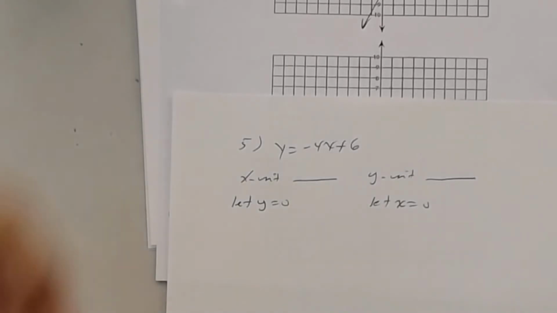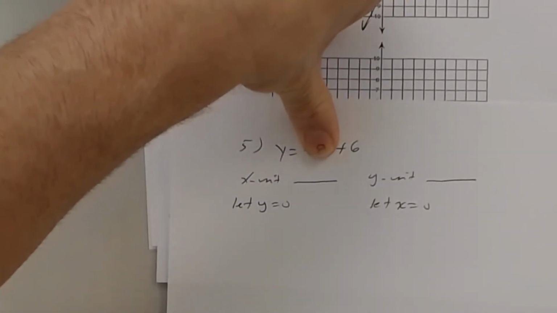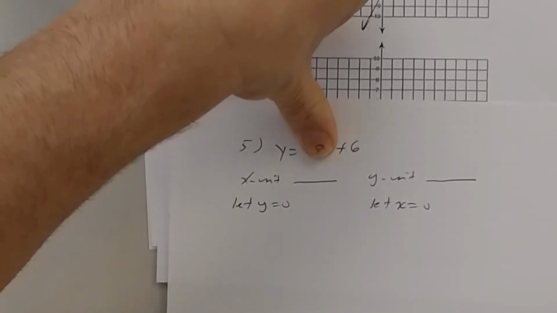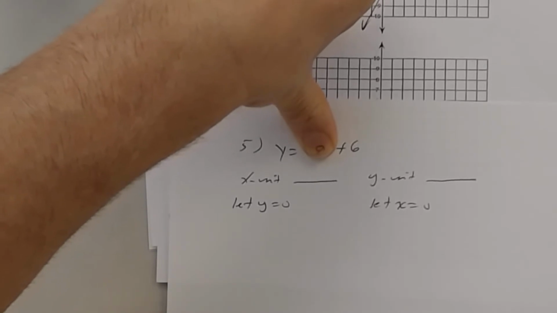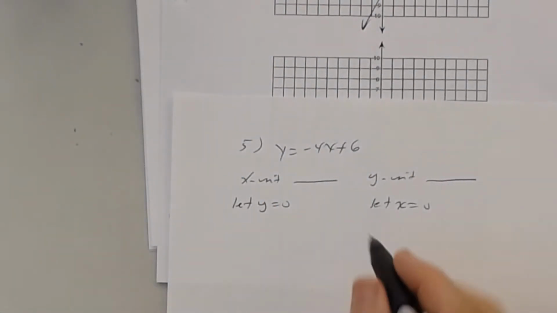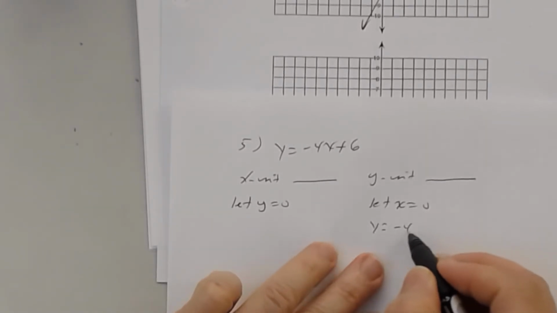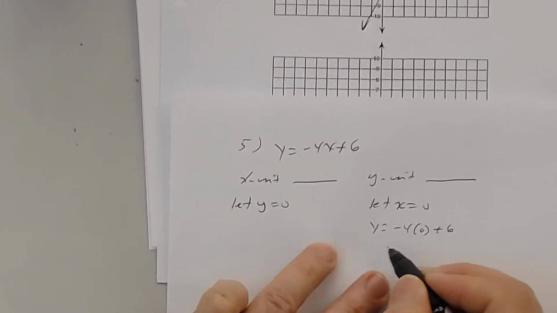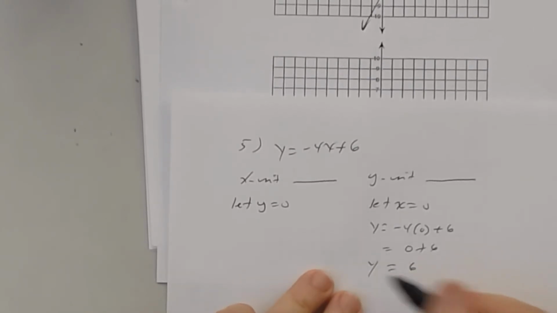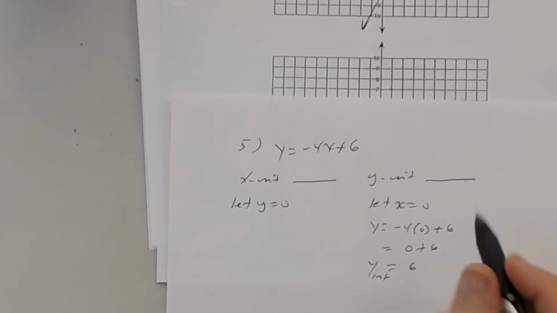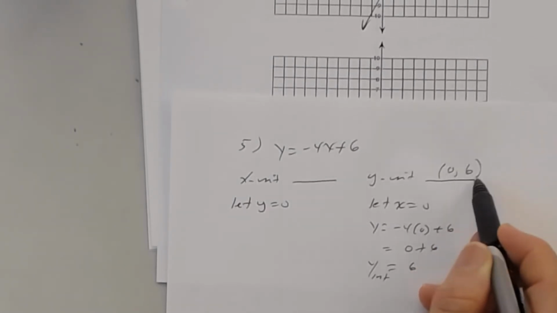If I let x equal 0, do y'all agree that when I covered up that x term, it's 0? Yes. So what do you see that's left? y equals what? 6. So if you want to do the work, you can. You'd say y equals negative 4 times 0 plus 6. So that's 0 plus 6, which is 6, right? So there's your y-intercept. As an ordered pair, you're going to say 0, 6.